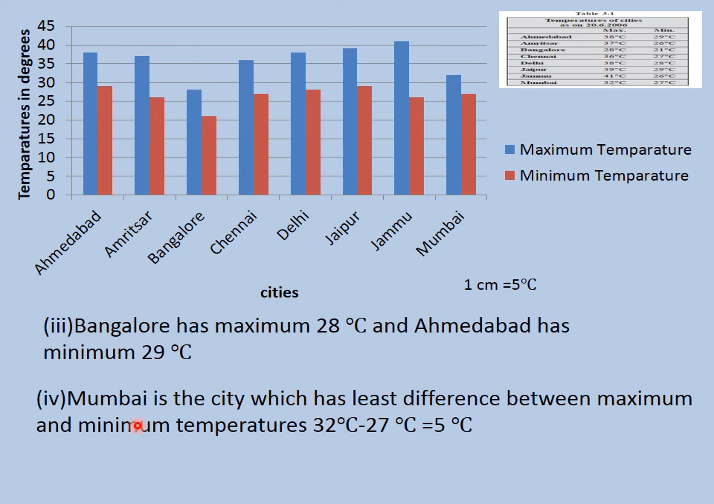Now which city has the least difference between maximum and minimum temperature? Just observe the difference between blue and red colors. Which is having the least difference? Isn't it Mumbai? Mumbai has the least difference between blue and red color. So Mumbai is the city with the least difference between maximum and minimum temperatures. So that's all about this exercise. The remaining questions you can do by yourself.